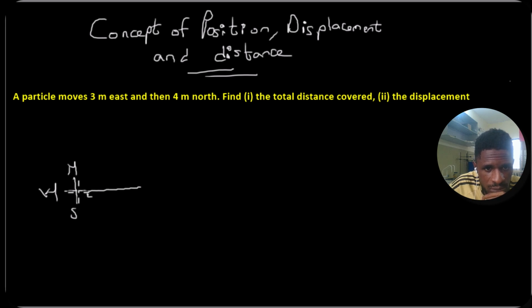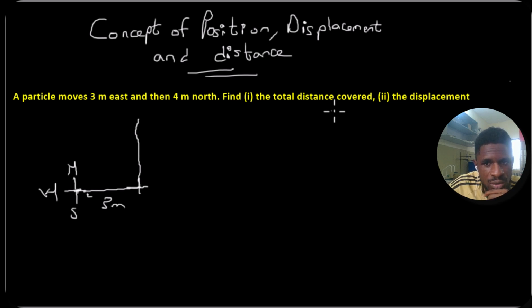So let's assume that from this point, which is my origin, to this point where I have another cross, this is 3 meters. And then it moves 4 meters north. So that means I'm moving 4 meters upward in such a way that it's like this. Of course, this is not drawn to scale, and that's why it's a sketch.